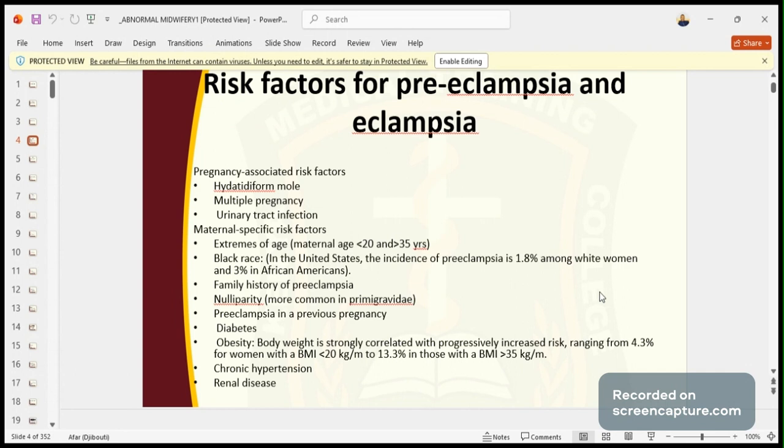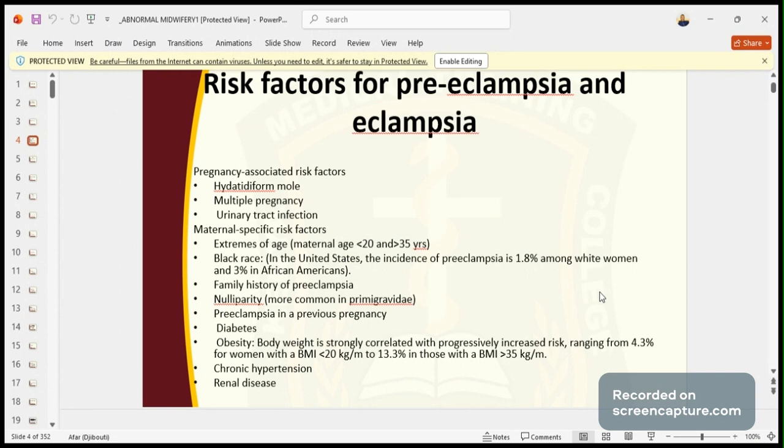Talk about multiple pregnancy, when the mother is expecting more than one baby. That can be two, three, four, some even give birth to six. So multiple pregnancy is a risk factor for preeclampsia and eclampsia. Urinary tract infection, a history of UTI during pregnancy, also is indicative of the same. So, talk about maternal specific risk factors. The ones we've listed are just pregnancy associated risk factors.